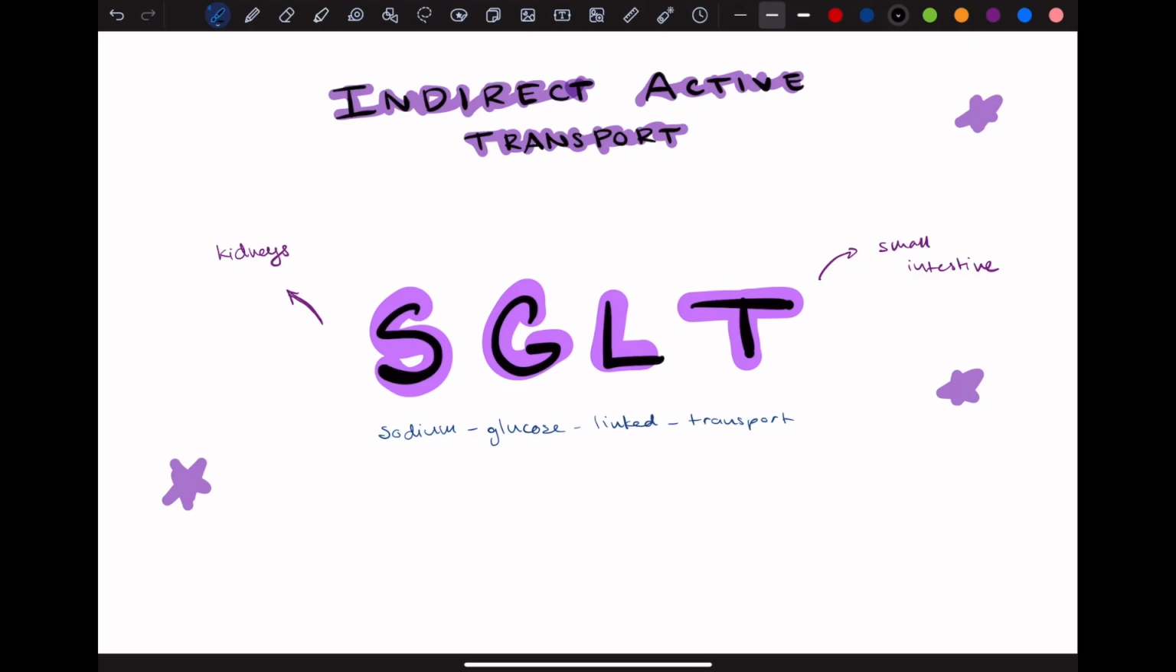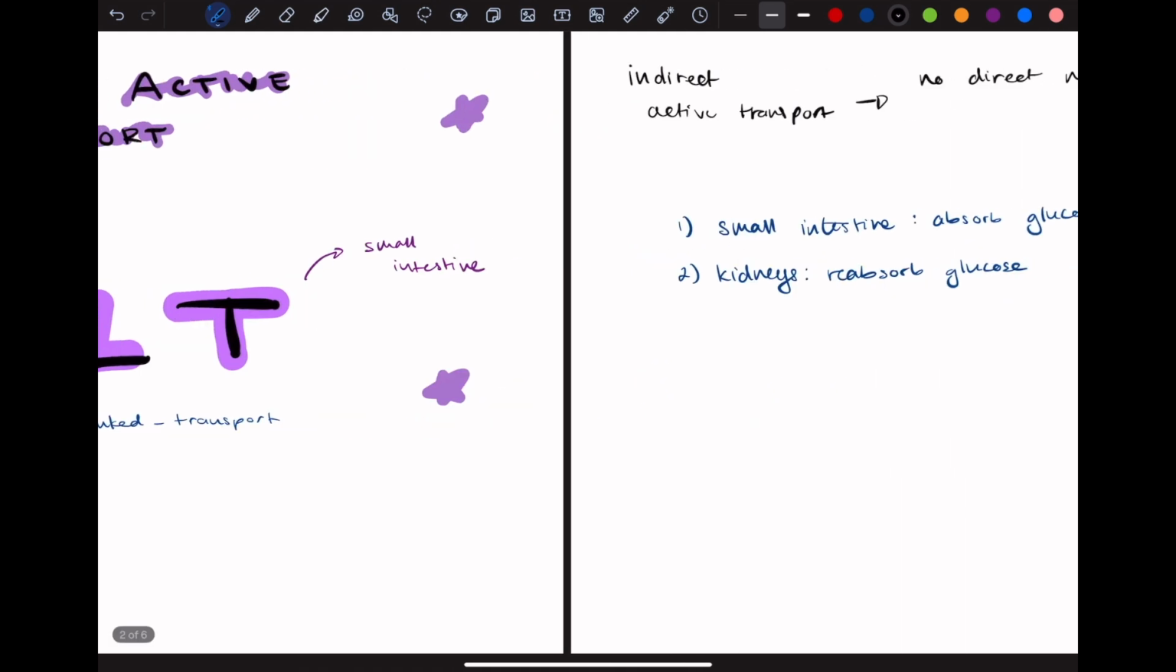Hey guys, today's video is going to be about indirect active transport in biology, and more specifically about sodium-glucose linked transporters and sodium-glucose linked transport, SGLT for short, because nobody's saying all of that all the time. The two examples that I will be using are in the small intestine to absorb glucose, and in the kidneys to reabsorb glucose. And I haven't done a bio video in a while, so I hope you enjoy.